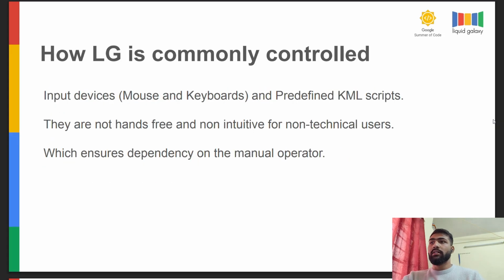Moving on to the next slide. How is LG commonly controlled? LG follows the master-slave architecture, and we are echoing commands to the kernel through scripts. It is controlled mainly using mouse, keyboard, and other input devices and predefined kernel scripts. Technically they are good, but they are not hands-free, not intuitive, and not immersive. For non-technical users, it becomes a very difficult task to control LG systems. It also increases the dependency on a manual operator. As a result, the setup requires a trained operator to understand the systems and commands.